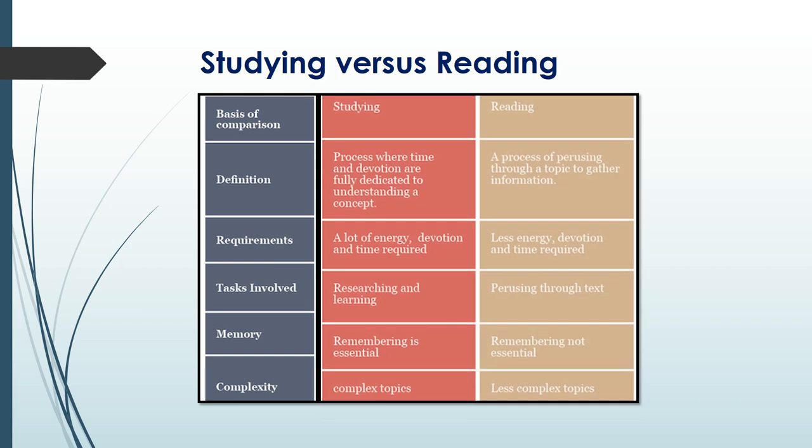Now look at these two columns, where this orange color column has everything related to studying, and this lighter color, the beige color, something is written about the term reading. Okay, in terms of definition, studying and reading, they are different. First, I will get to reading, and there you are going to see that it's a process of perusing. Perusing means going through a topic to gather information. Remember this term, to gather information.